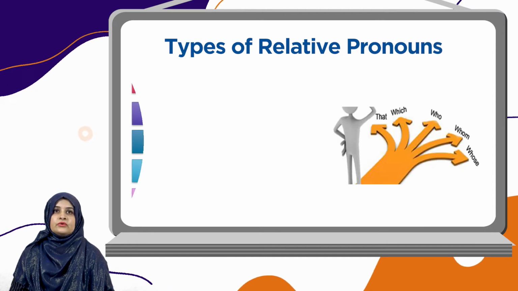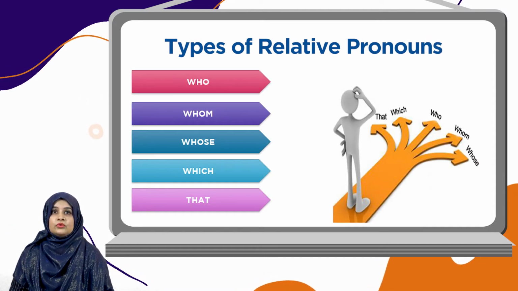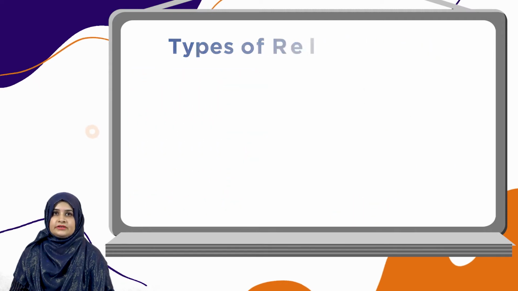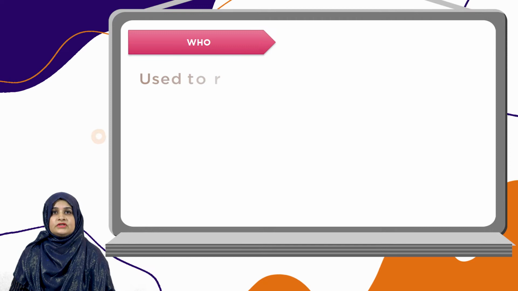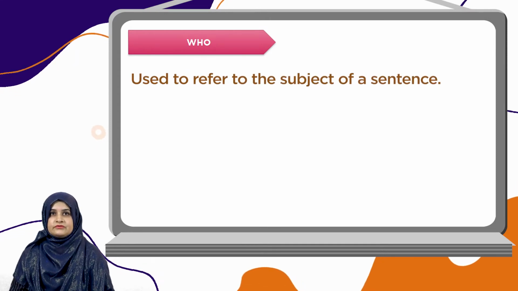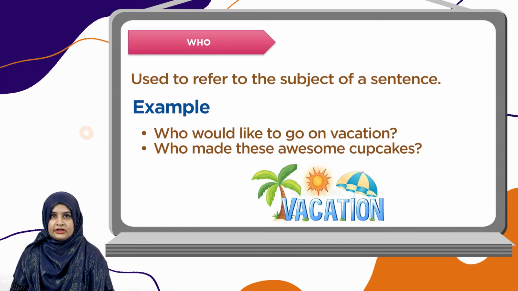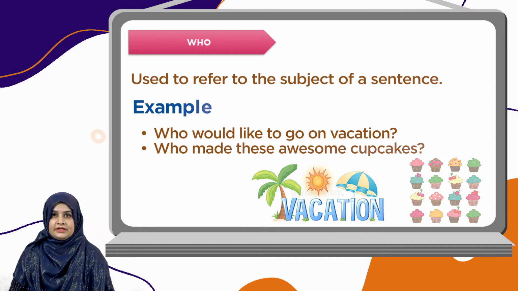Now we will see the types of relative pronouns, which are who, whom, whose, which, and that. First of all, we will see who. Who is used to refer to the subject of a sentence. For example, who would like to go on vacation? Who made these awesome cupcakes?